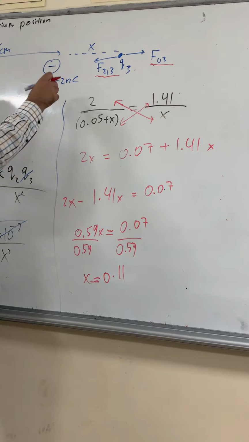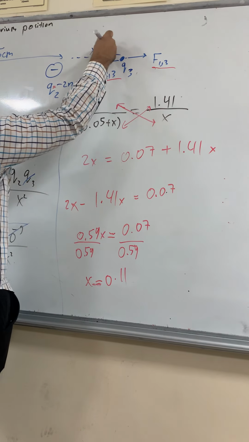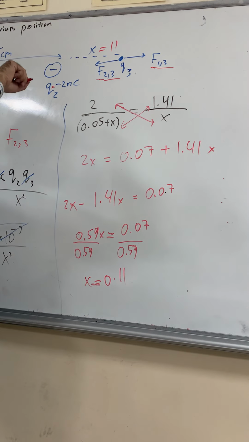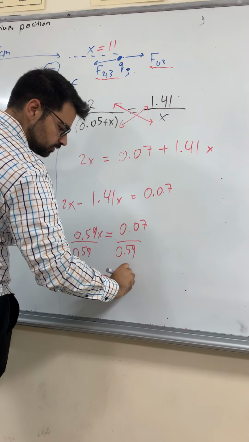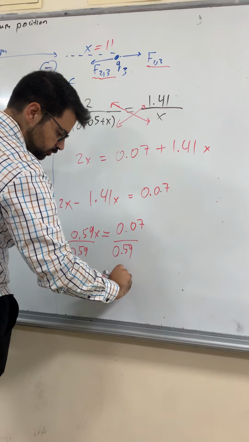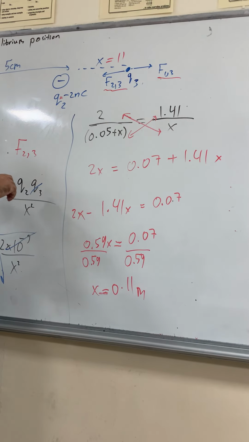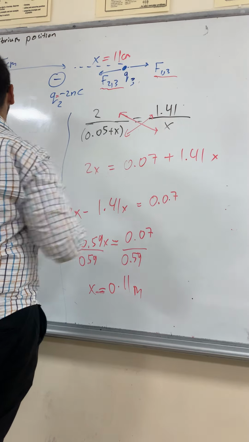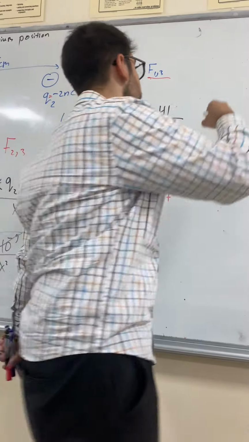That the distance between Q2 to Q3 is 0.11? Yes. What's the unit? Meter. Meters, because we already changed from centimeters to meters. So it should be 11 centimeters. Let's do another example when they are both negative.